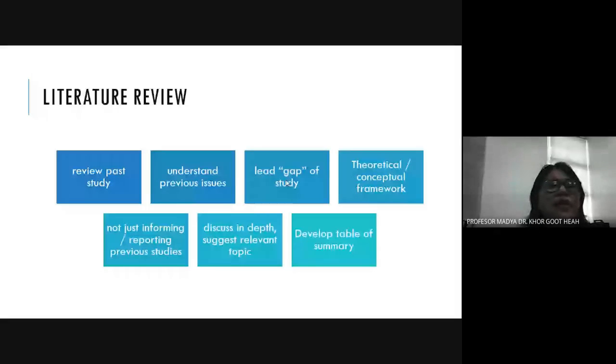Okay, and it's advisable to develop a table of research review summary. By having this table comparison, it will show the comparison with the proposed study or the past study.